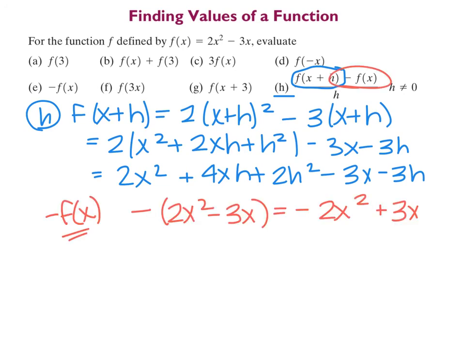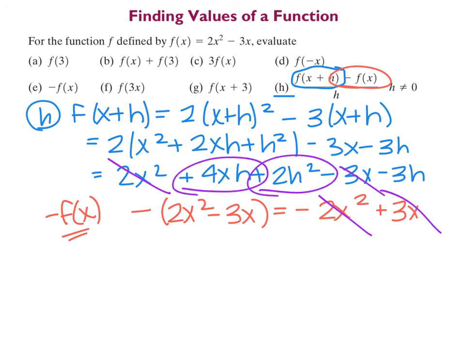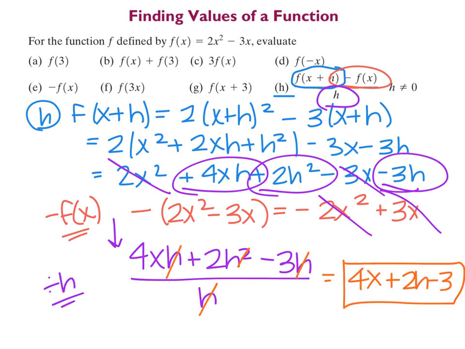And so the next part is to subtract your f of x. And f of x is 2x squared minus 3x, and when we subtract, it makes that a negative 2x squared and a positive 3x. So that cancels. So this negative 2x squared, bye-bye. This positive 3x, bye-bye. So I'm left with the 4xh plus 2h squared minus 3h divided by h. And so when I get rid of all the h's and all those blue terms, I'm left with 4x plus 2h minus 3, which makes no sense right now, but it will one day in Calculus 1.